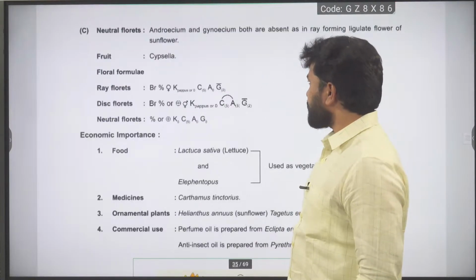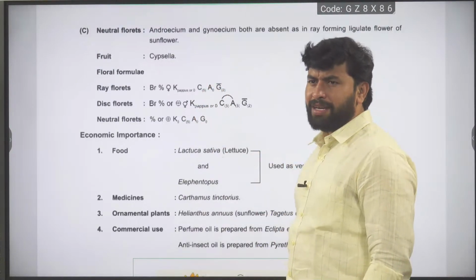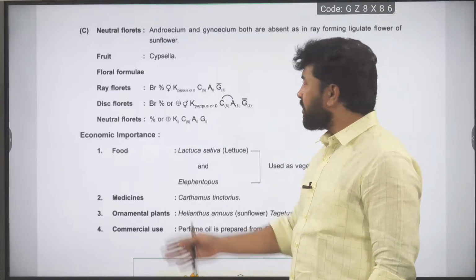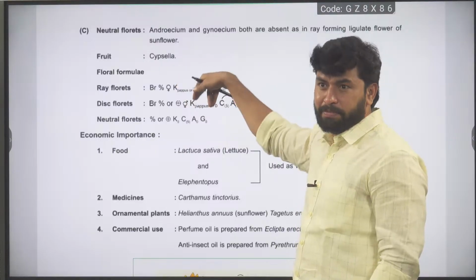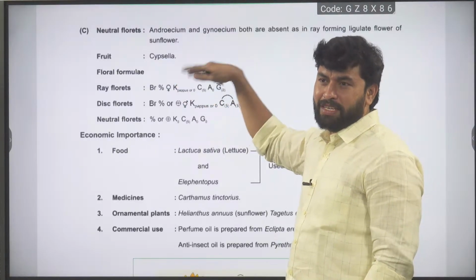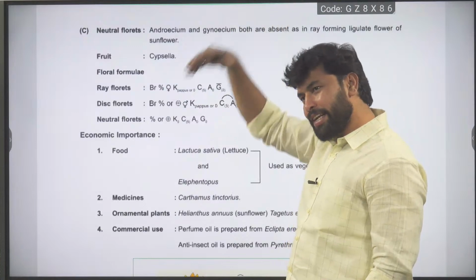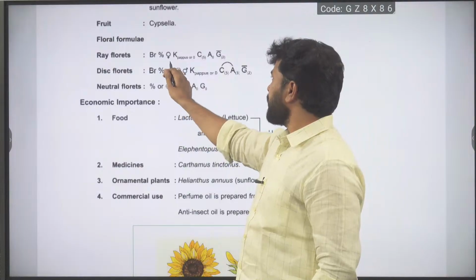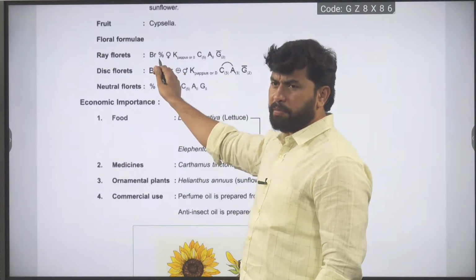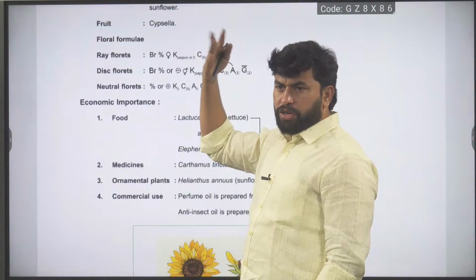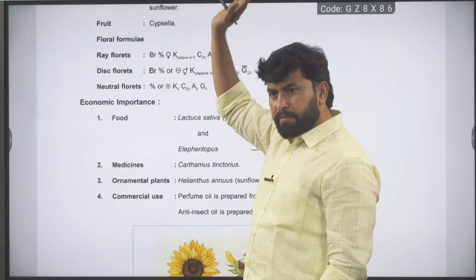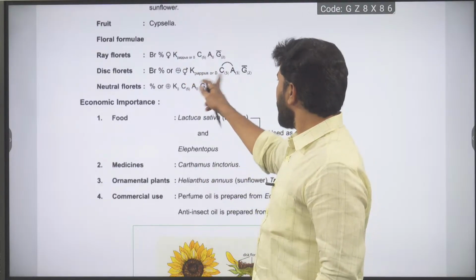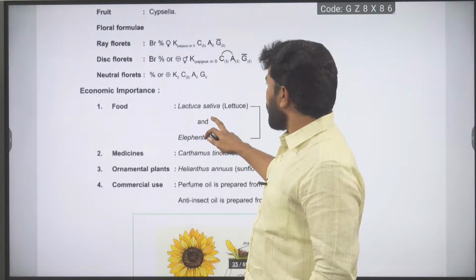Fruits, cypsela. Generally neutral flowers do not produce fruits. Gynoecium is absent, so how do you produce fruits? Only gynoecium produces fruits. The fruit meaning here does not belong to neutral flowers; it refers to the earlier disc florets and ray florets. Floral formula, remember? Bracts, zygomorphic or actinomorphic. This concept is difficult to remember, but remember: either zygomorphic or actinomorphic for ray florets, but generally for disc florets it is going to be zygomorphic. And remember, the remaining are all neutral flowers.